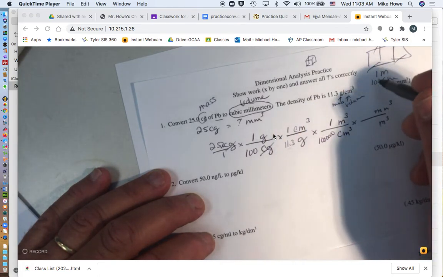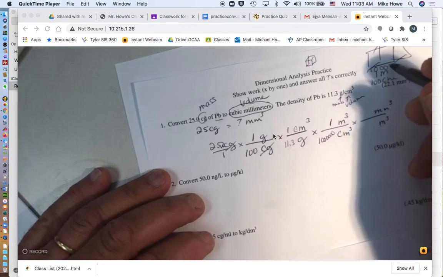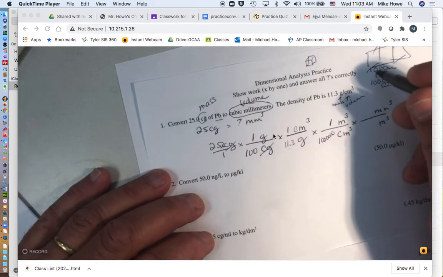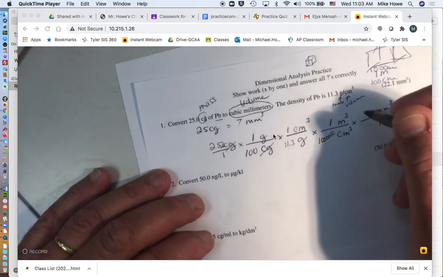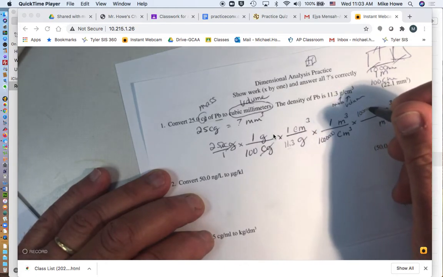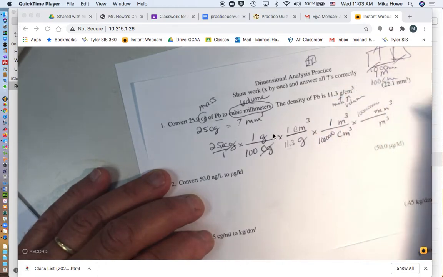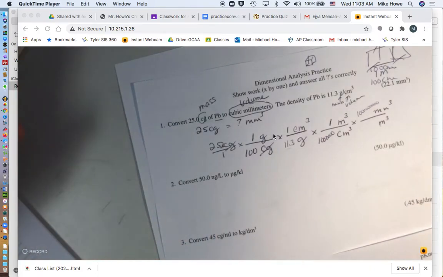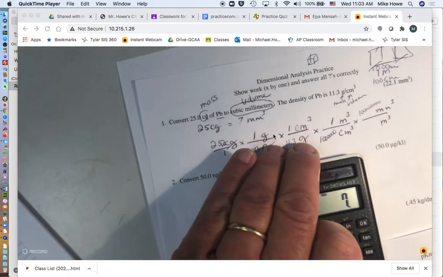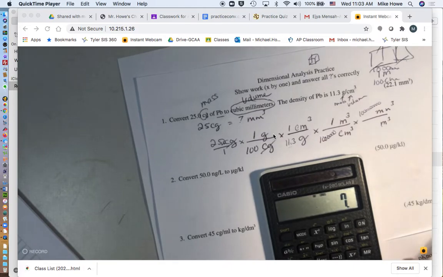For the same cube, if we use cubic millimeters, we'd have 1,000 millimeters on the side, so it'd be 1,000 times 1,000 times 1,000, which would be 1 billion. And now you'd be ready to do the math. I'm going to pull a calculator up so you can watch me do that.